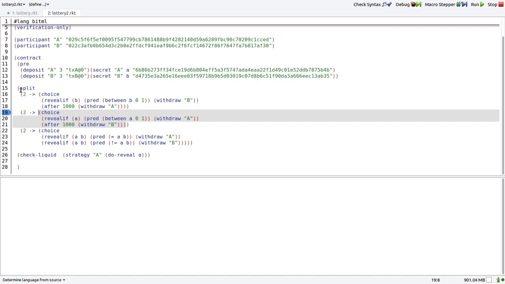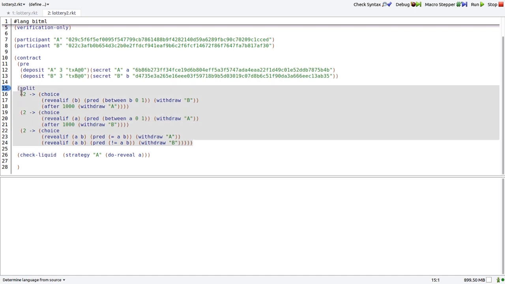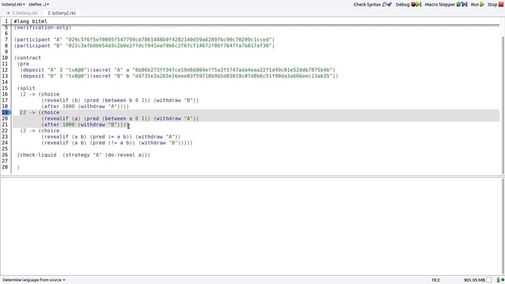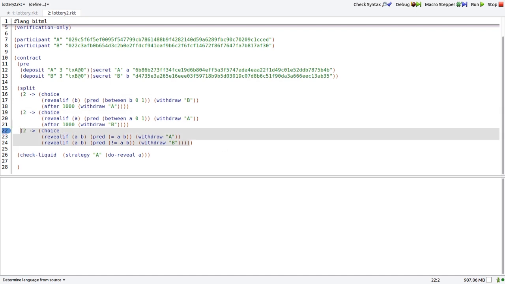To do this, we split the balance in 3 subcontracts. In the first one, if Bob does not reveal before block 1000 is added to the blockchain, then Alice can get 2 Bitcoins. The second subcontract is similar, inverting the roles. To achieve fairness, we require secrets to be 0 or 1. The third subcontract pays 2 Bitcoins to the winner.